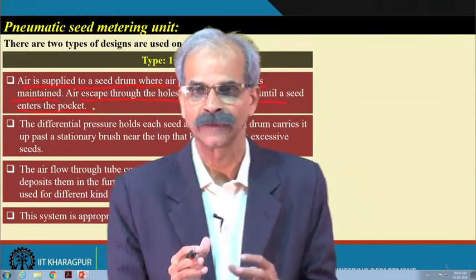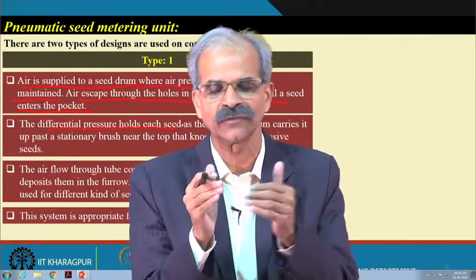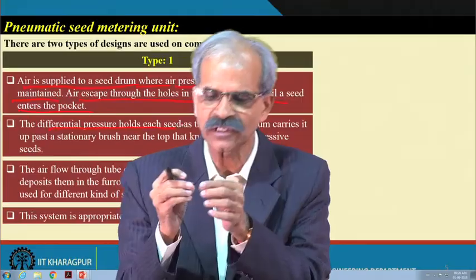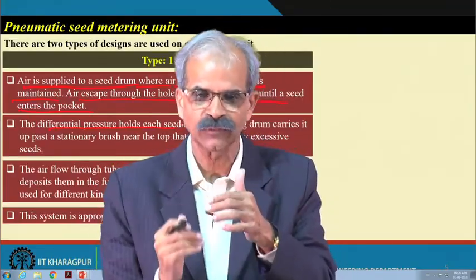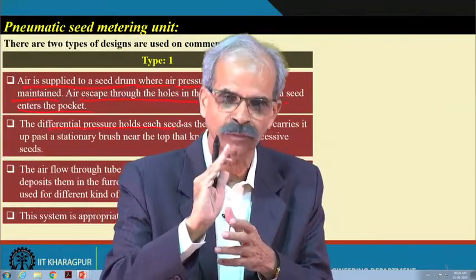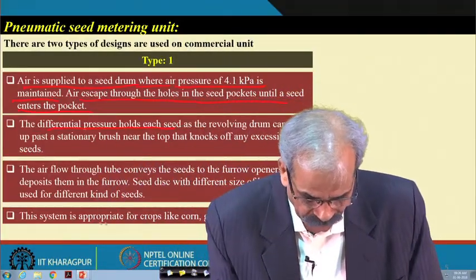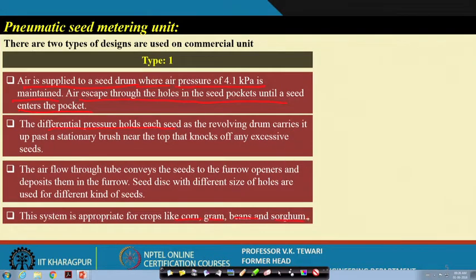4.1 kPa. So, differential pressure holds each seed, because you are giving this much pressure, 4.1, and the other side is atmospheric pressure. The moment a seed comes there, it will be held over there, and that goes on, because it will go along with this metering mechanism. At one point, if more seeds are taken, then they will be brushed off and a single seed will fall. So, this is the system which is appropriate for some crops like corn, gram, beans, sorghum, and other ones which are smaller.